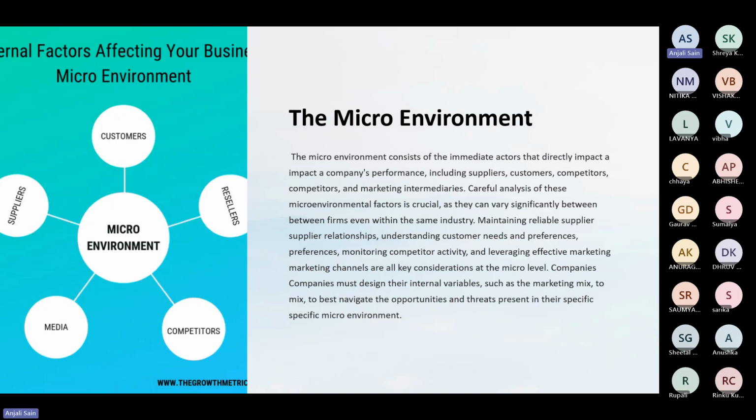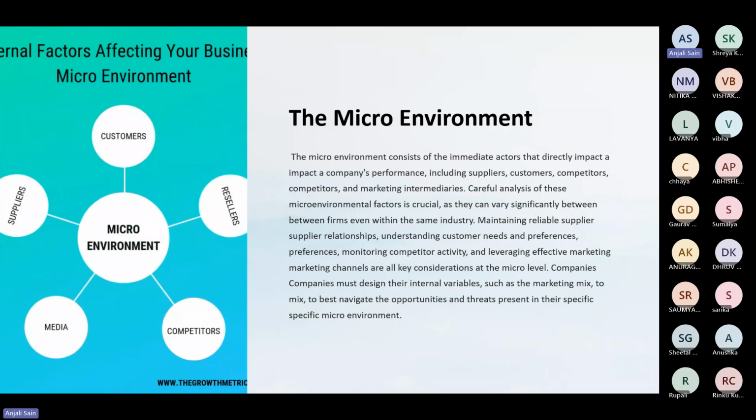ठीक है, maintaining a reliable supplier relationship, understanding customer needs and preferences, monitoring competitor activities, and leveraging effective marketing channels are the key considerations which I have to take into account when I am making a decision on the micro level. Companies must design their internal variables such as a marketing mix to best navigate the opportunities and threats present in the specific micro environment.